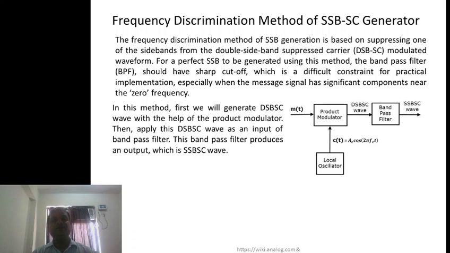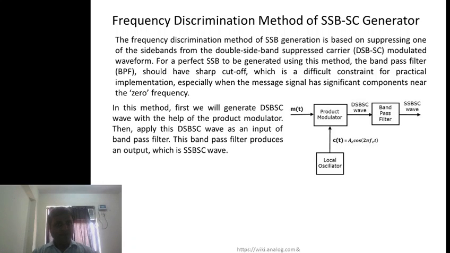So the first method of generation of a single sideband suppressed carrier is called the frequency discrimination method. Here, in the frequency discrimination method of single sideband suppressed carrier generation, we suppress one sideband of a double sideband suppressed carrier system. So the output will become a single sideband suppressed carrier.